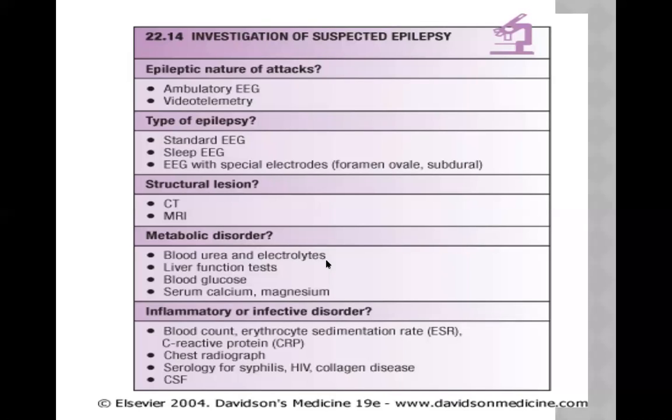Sir, due to electrolyte imbalance. Uremic encephalopathy, sir. Because of uremic encephalopathy, seizure will occur. Okay, and any other? Also the formation of albumin protein and clotting factors will decrease, and serum bilirubin will increase. Okay, good. Electrolyte imbalance, sir.